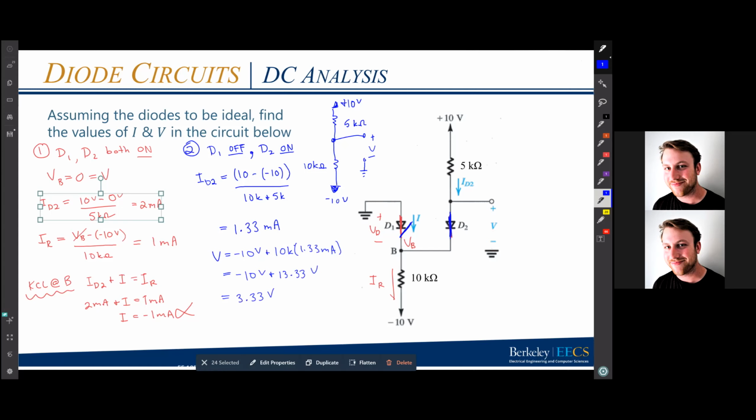I can see that that voltage is below 10 volts, right? So that makes sense that ID2 would flow downwards. And there's no contradiction. And so that means this assumption is right. And this is the final voltage for V and for ID2.